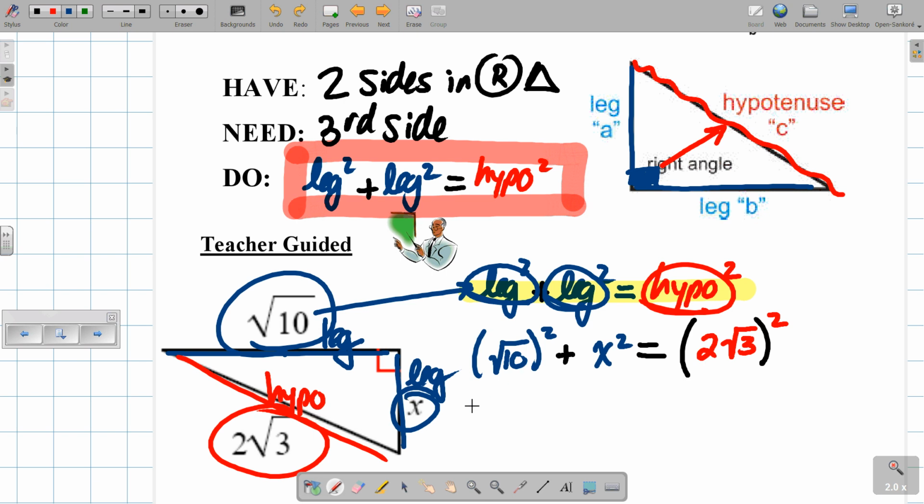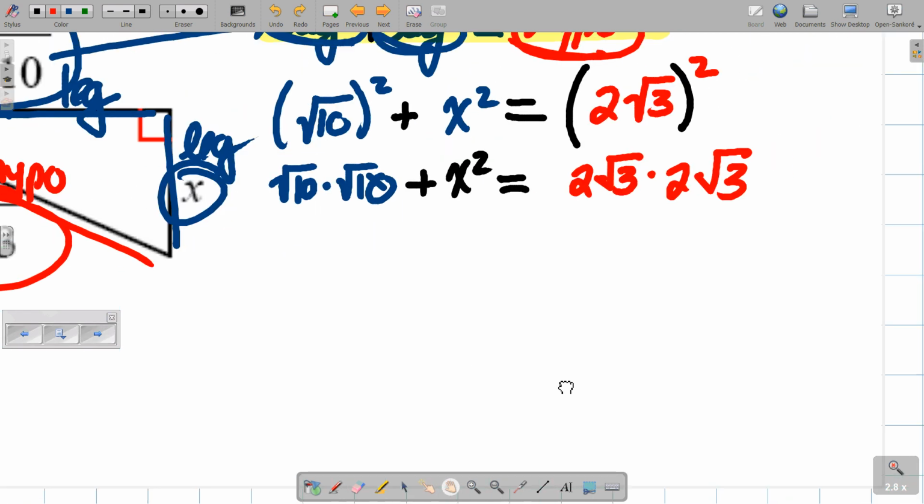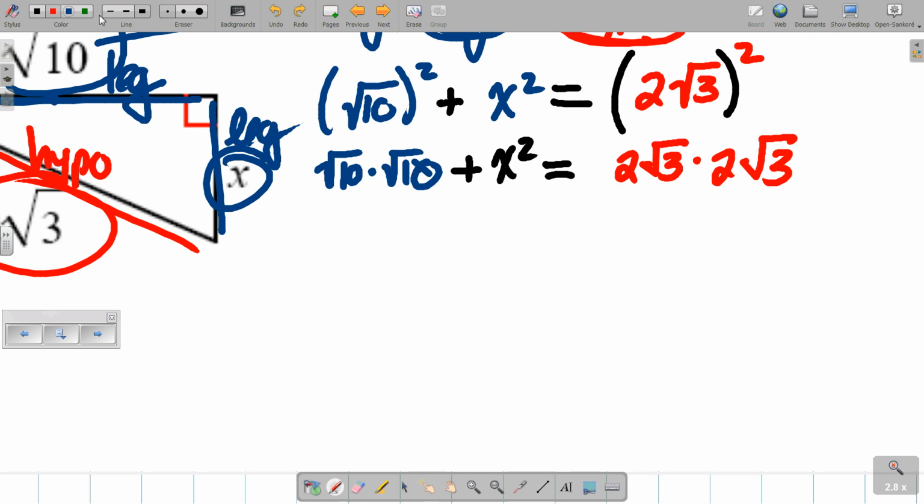You know that this is root 10 times root 10, plus x squared. And these exponents, you expand. Exponents, you expand. I don't want you doing that multiplication in your head, please. I want you to see what's called the expanded form of that exponent. Of course, this is just 10. Outies, innies.